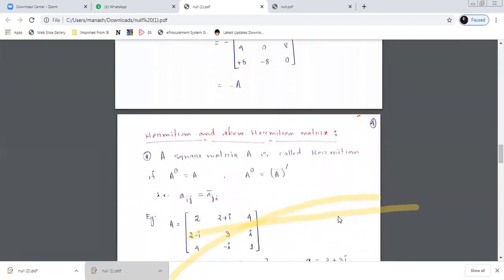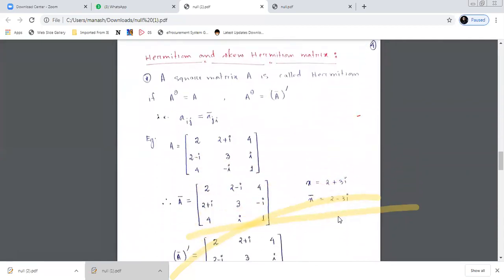So this is called skew symmetric matrix. Now comes Hermitian and skew Hermitian matrix. A square matrix A is called Hermitian if A theta is equal to A. So A theta means what? A theta means A bar dash. It is called conjugate. You know this one.